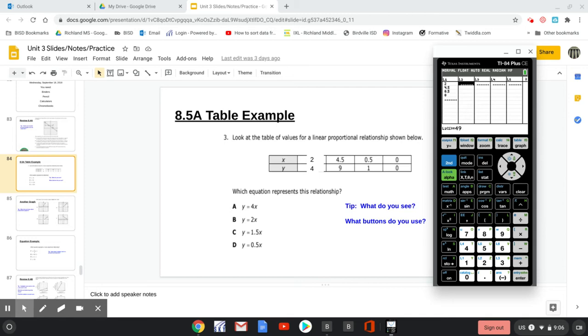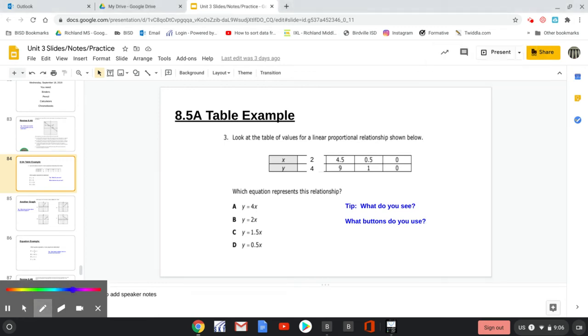Well, this isn't working well. Hold on. Nine, 1, and 0. I'm going to hit Stat, tab 4. I'm going to enter all the way. There's my answer. I know A is slope. So I'm going to put y equals 2x. Let's go to the next slide.